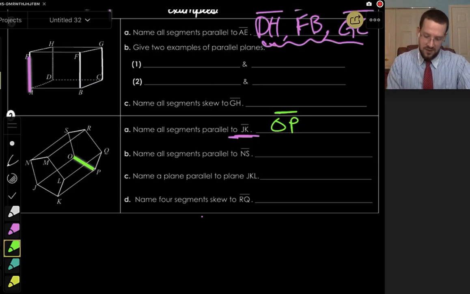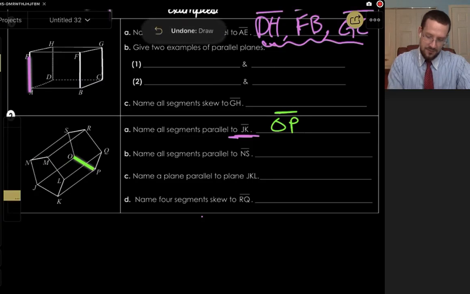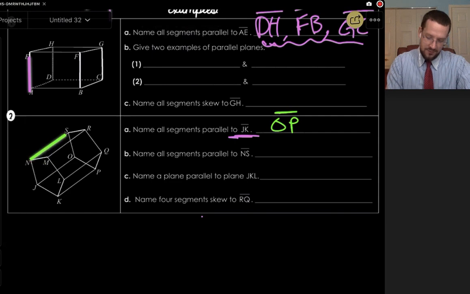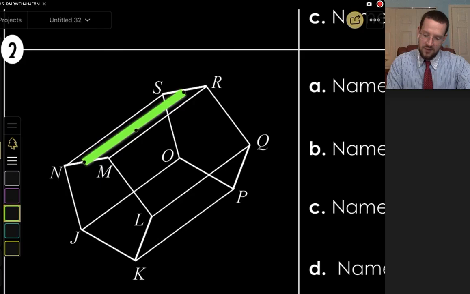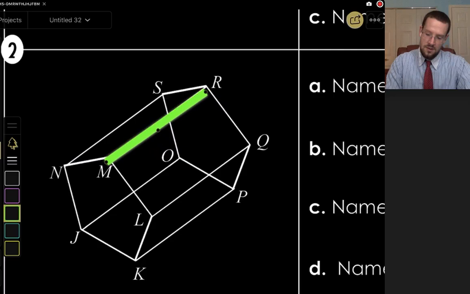Let's see, the next one is NS. NS. So let me just move my segment to N and over to S. Let's take a closer look. So here's NS, right? And what do we want to do? Well, let's find some parallel segments. Hey, it looks like there's a bunch of them. It looks like JO, KP, LQ, MR.